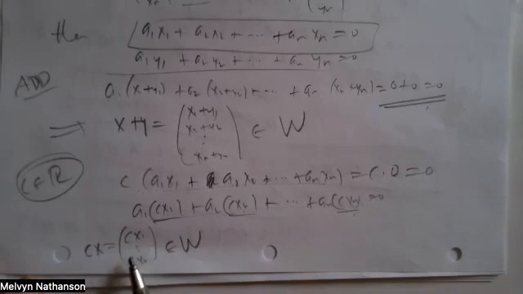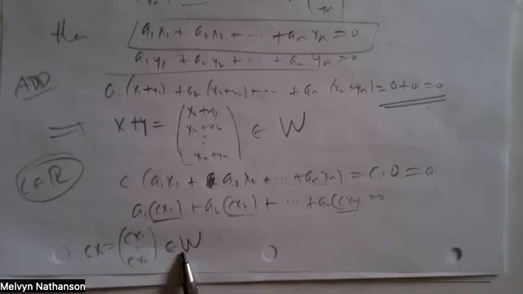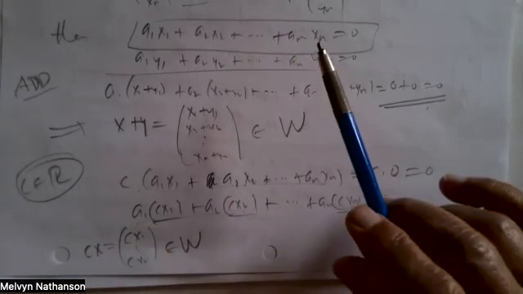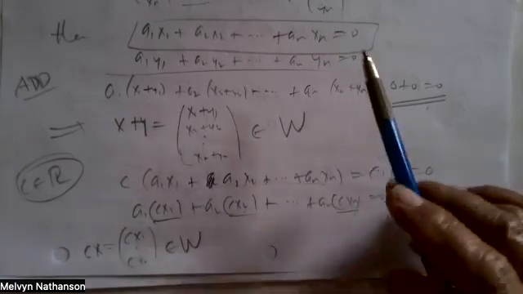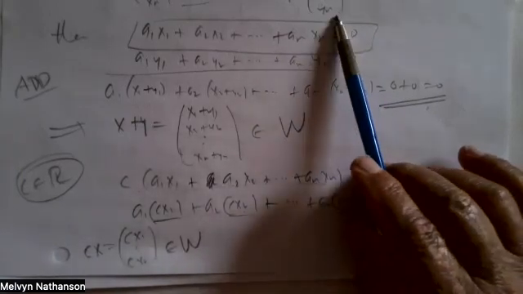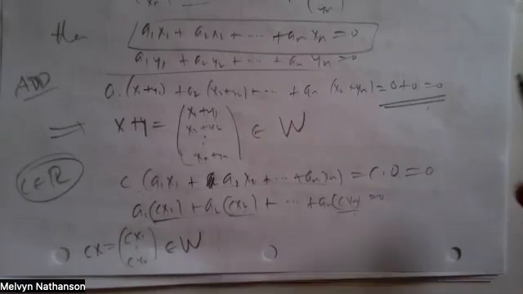So if I take the scalar multiple, I take the vector X, I perform scalar multiplication by C, I get a new solution. So what I just proved is that the solution space of a homogeneous equation is closed under vector addition and under scalar multiplication.